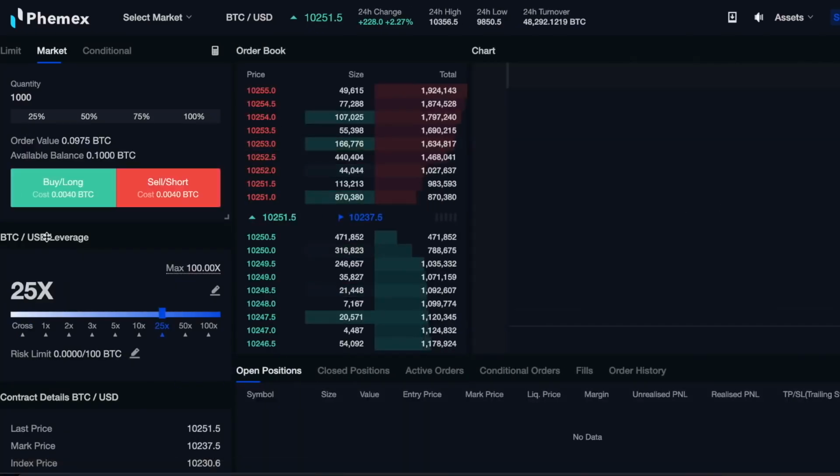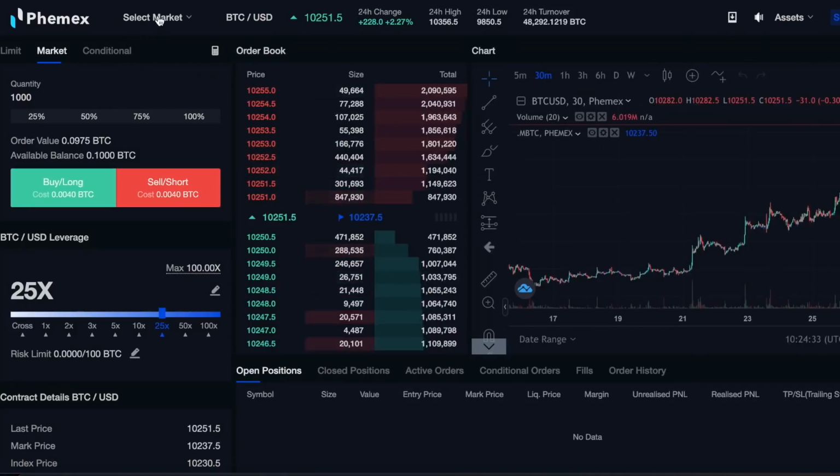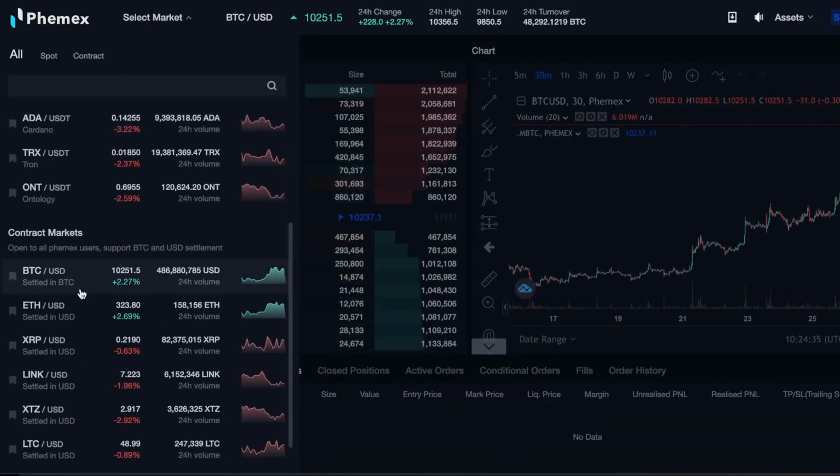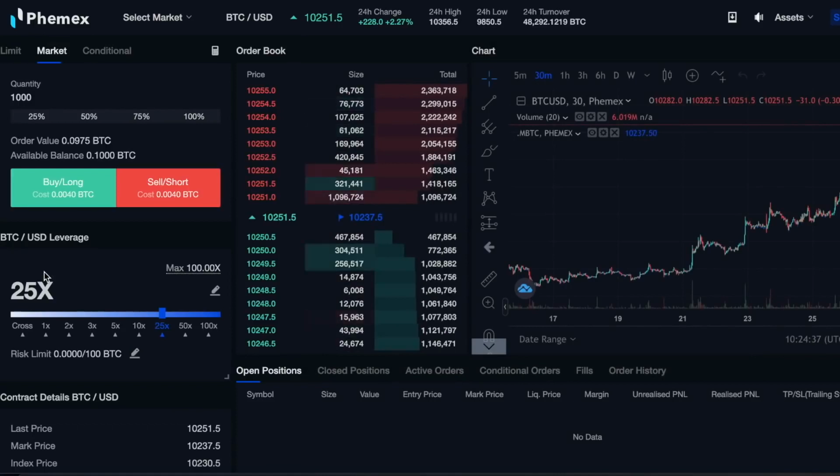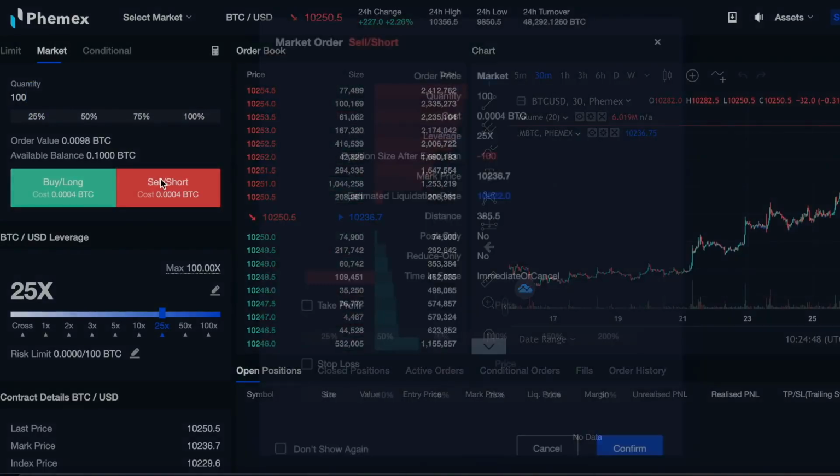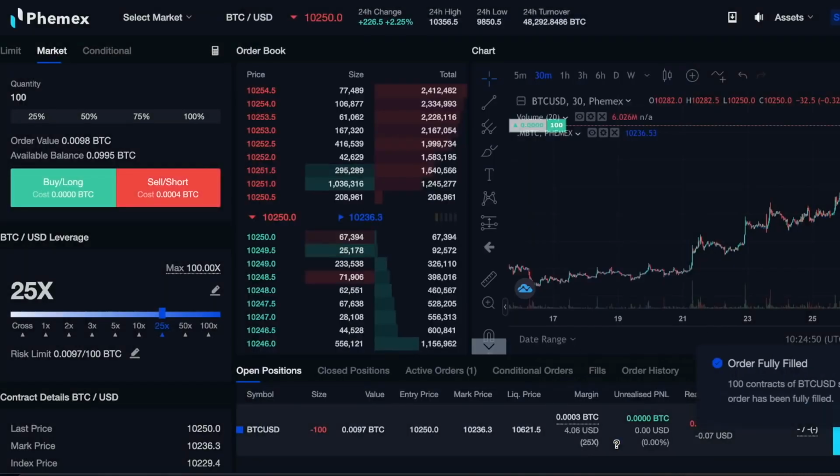I go over to this trading view, and let's say we want to trade Bitcoin with leverage here. And yeah, it's the same process. Let's say we're doing $100 worth. We want to sell Bitcoin, which is fine. We just click confirm. There you go. Now I have a short position worth $100.